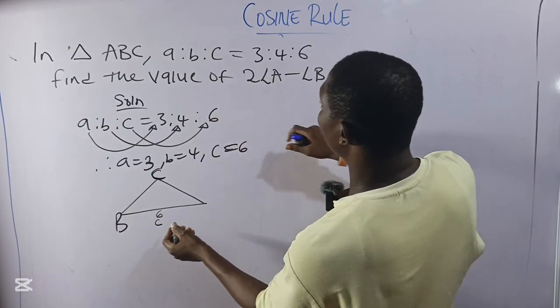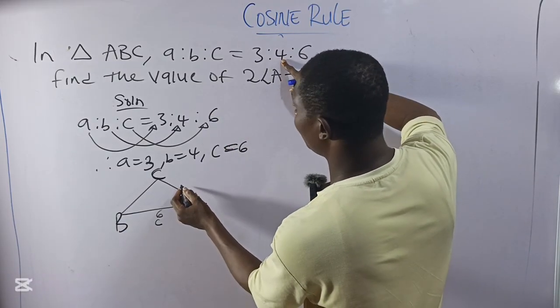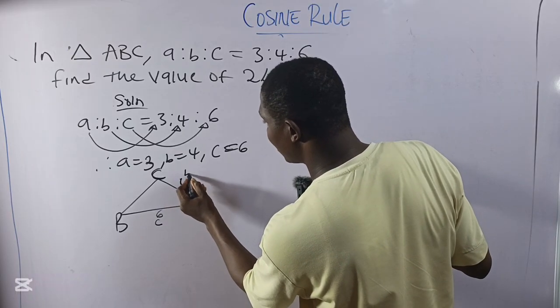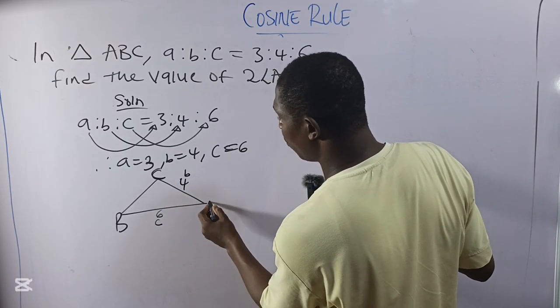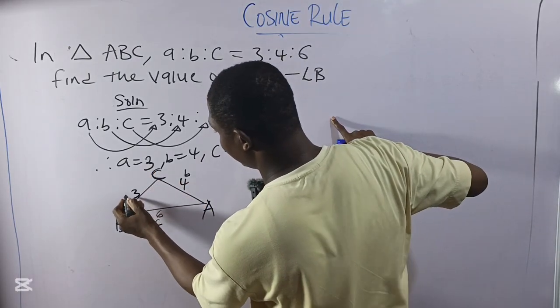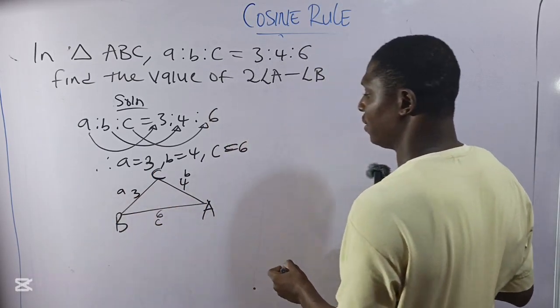If I put my capital letter B here, then my side facing B will become 4, because B is 4. So this becomes 4, and I'll put my small b. And this becomes A, and A happens to be 3, which we have here, 3, small letter a.